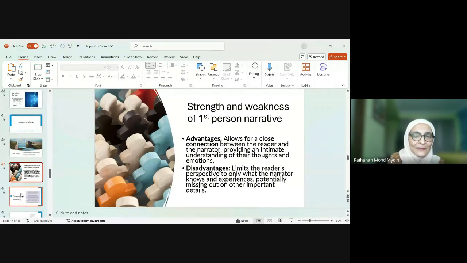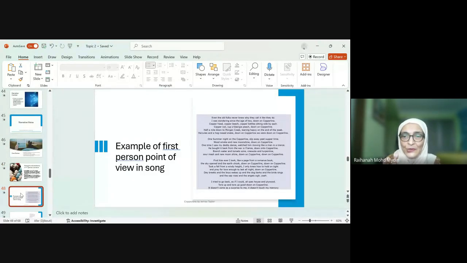Now I'm going to show you some songs in which the first person point of view is being used. Okay, this is a song by James Taylor called Copper Line. Just a quick glance, if you do a quick scan through it, you realize the word I is constantly being used, right? I was wondering, I saw, I tried. So that in itself already indicates this is a first person point of view, right?